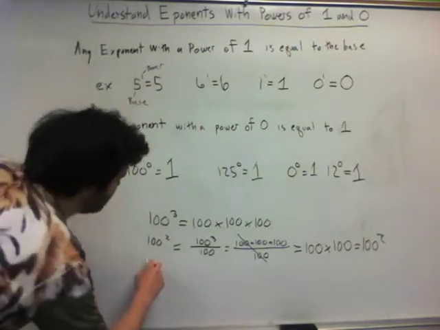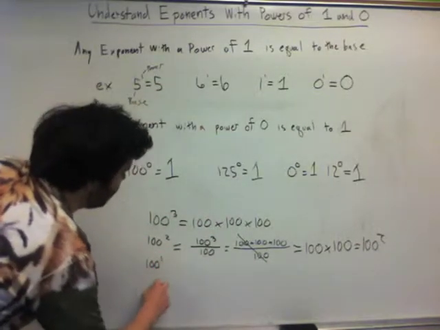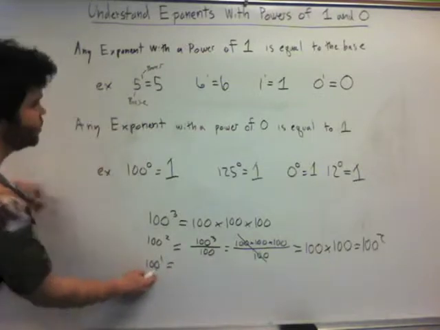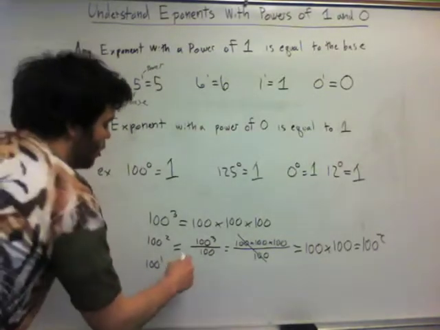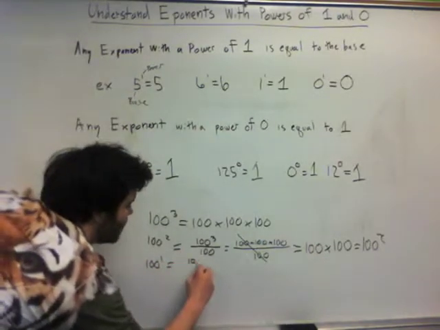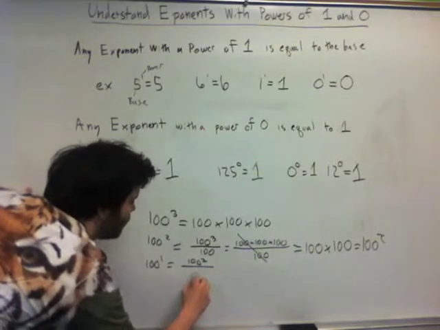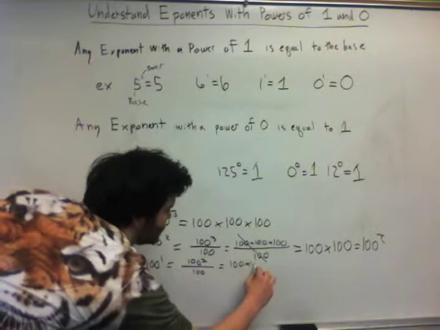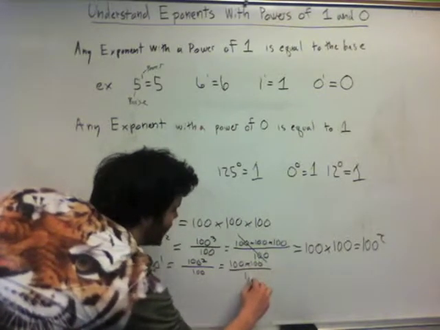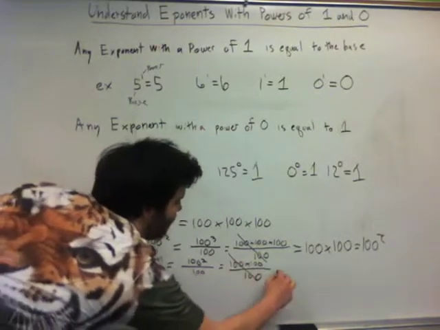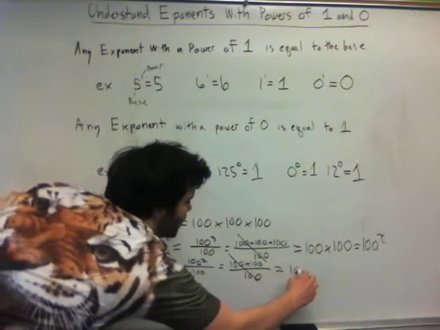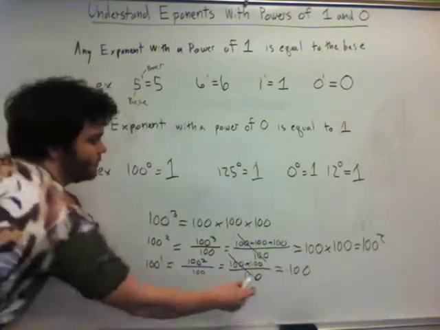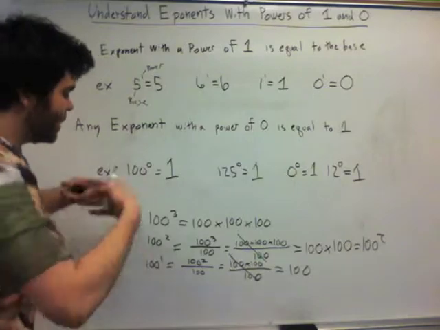Let's go another level. We get 100 to the 1, and we know that's got to just be equal to 100 from our work up here. Well, that's going to be equal to 100 squared over 100, which is equal to 100 times 100 over 100. Cross it out, and it's just equal to 100, which we knew 100 to the 1 was equal to in the first place. So let's do it again, right?